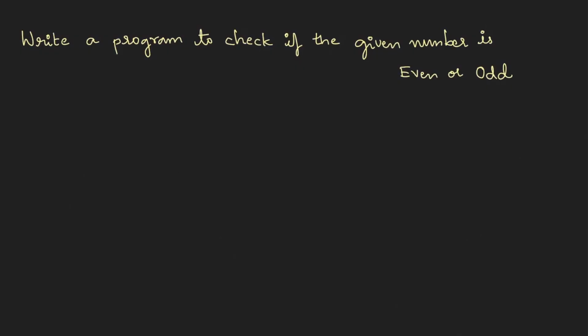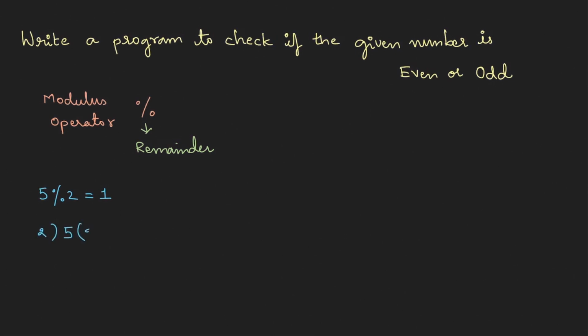Write a program to check if the given number is even or odd. Before we write the program, you should have an understanding of how do we find a number is even or odd. For this, we'll be using modulus operator. What it does is, it basically gives us the remainder. For example, 5 modulus 2, it is 1. This is because if we divide 5 with 2, 2 2s are 4, we have remainder 1.